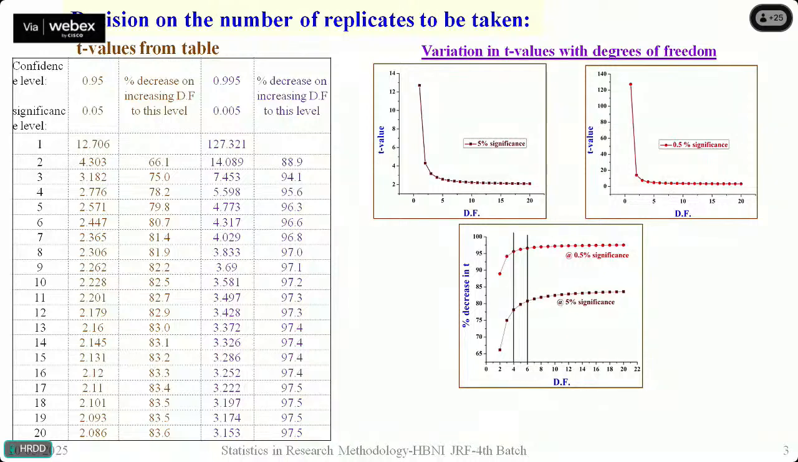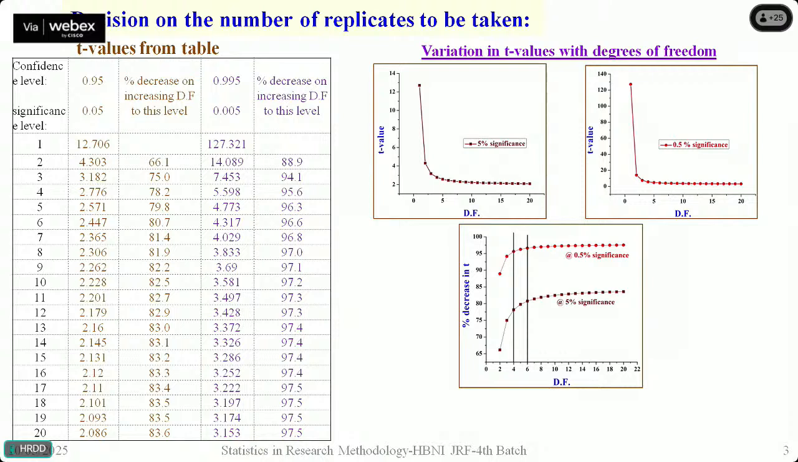Changing. On the right hand side, there are 3 pictures. The top ones are for 2 different levels of significance. One is for 5%, another one is 0.5% significance. We can see that the nature of the curves are almost similar. There is a drastic reduction in the t value as you increase the number of degrees of freedom from 1 to 2. From the table also you can conclude that.